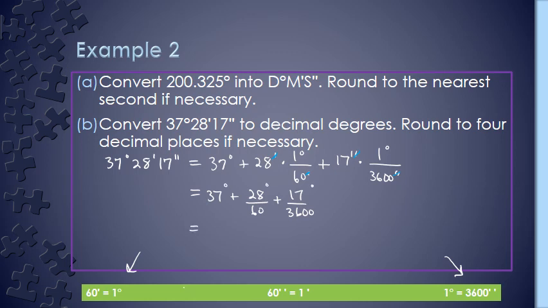And when I hit enter, my calculator gives me 37.47138889. This problem said to round to 4 decimal places if necessary. Oh, and by the way, that is degrees. So I'm going to say that this final answer is approximately 37.4714 degrees, and that's rounded to 4 decimal places.